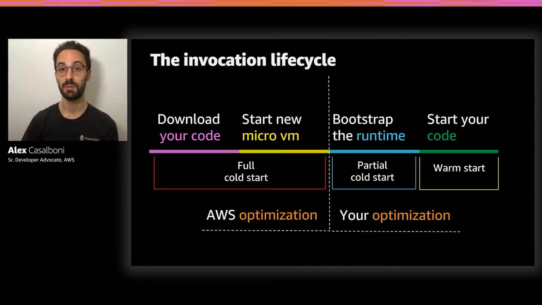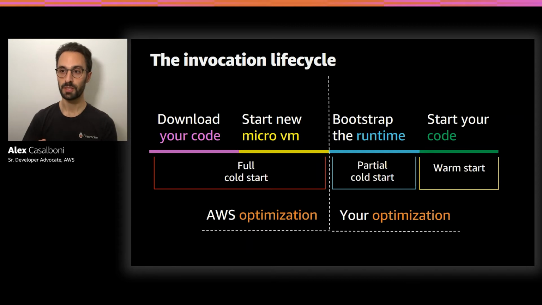And then we can bootstrap a runtime. It could be a custom runtime that you provide, or it could be a runtime that Lambda itself maintains, like JavaScript, Node.js, Ruby, Python, Java, .NET Core, and so on. After that happens, we can finally start your code. And the first 3 steps are what we typically call a cold start, right? That happens when you're scaling out or after a while that you haven't been executing your function.